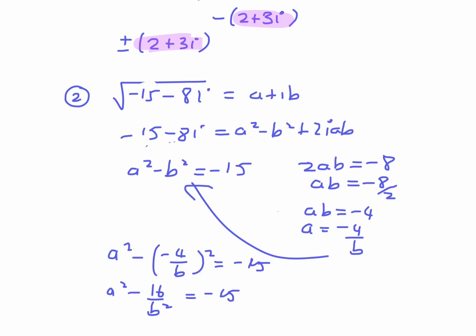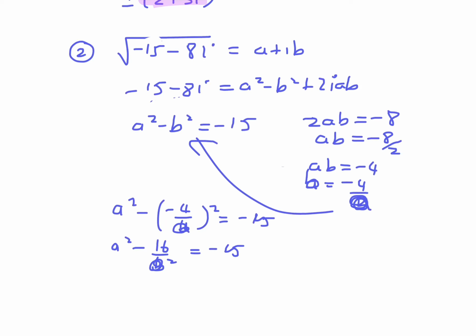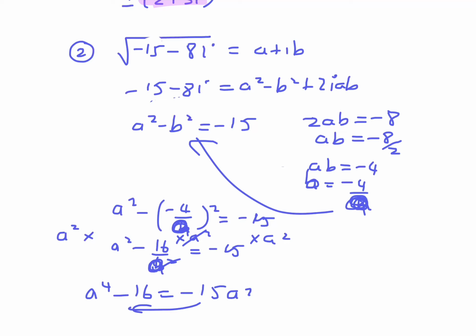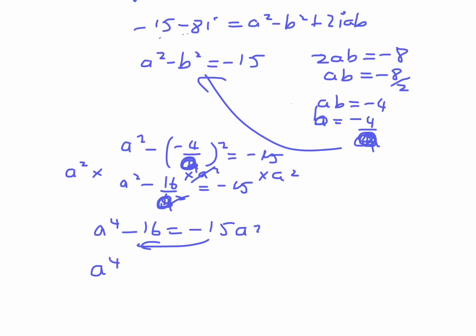Let's replace the b and put a. So b is minus 4 on a. We put that in there, so that will be a squared minus 16 on a squared equals minus 15. And then if you times everything by a squared, they cancel. So you get a to the 4 minus 16 equals minus 15a squared. Bring everything over to the one side. a to the 4 plus 15a squared minus 16 is 0.